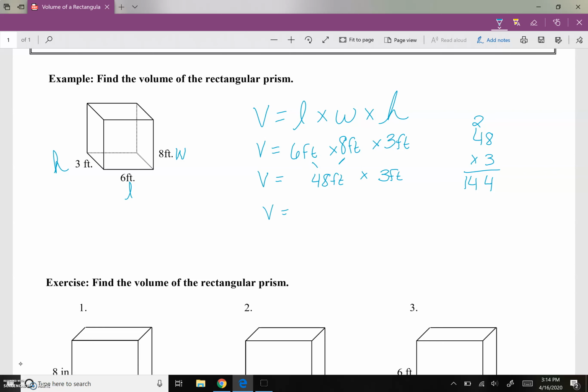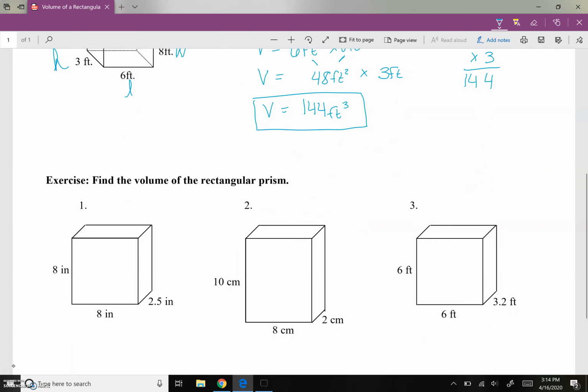So I find that my volume is 144. And since I had feet times feet times feet, my unit is going to be feet cubed. So our answer is volume equals 144 cubic feet.